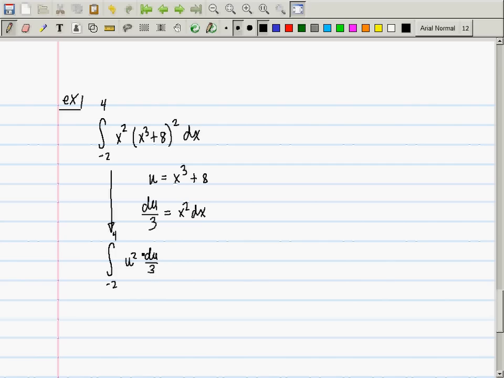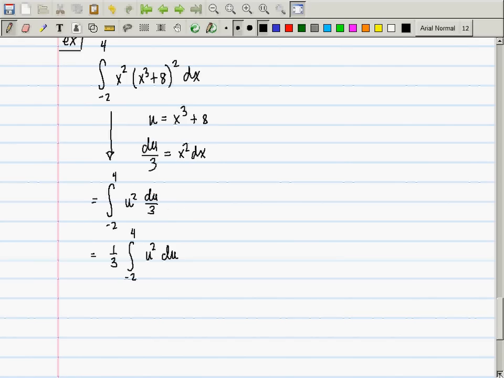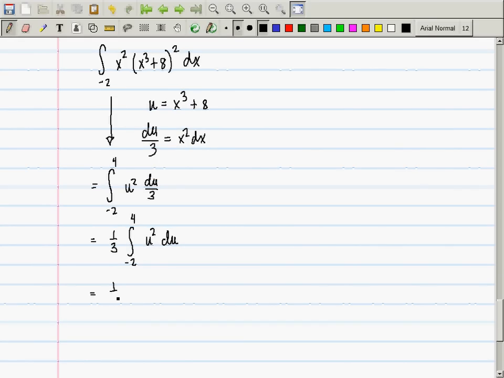Okay, so strictly speaking, this is still a correct statement, but it's on the verge of being incorrect. Then I'll say that this is 1/3 the integral from negative 2 to 4 of u squared du. Still correct, but on the verge of being incorrect. Now 1/3 the antiderivative of u squared is u cubed over 3, and because this is an integral, it will be from negative 2 to 4, evaluated like so. This is still correct, but on the verge of being incorrect.